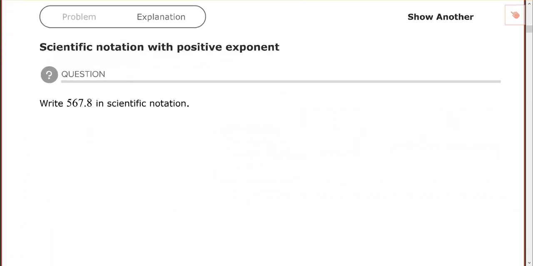All right, for this one we have 567.8, and we want to write it in scientific notation. Again, I only want one digit to the left of the decimal, so I want my decimal between the 5 and the 6. That tells me I'm going to have a positive exponent. To get the decimal between the 5 and the 6, I need to move it 1, 2 times. So that gives me 5.678 times 10 to the second.